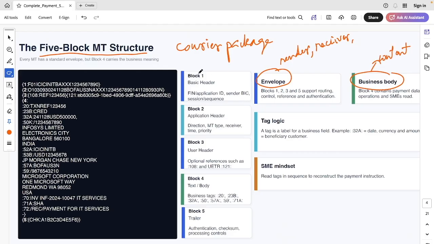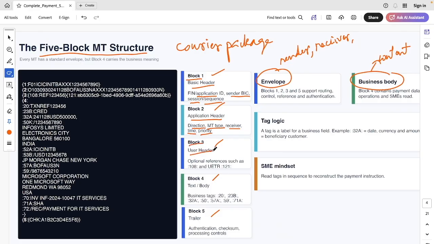So we have 5 blocks basically: block 1, block 2, block 3, block 4, and block 5. Block 1 is called the basic header block. It contains the technical sender details such as application information, application ID, the sender bank identifier code, session, and sequence. Block 2 is your application header. It tells the message type, the direction, who is the receiver, the time, and the priority of that message.